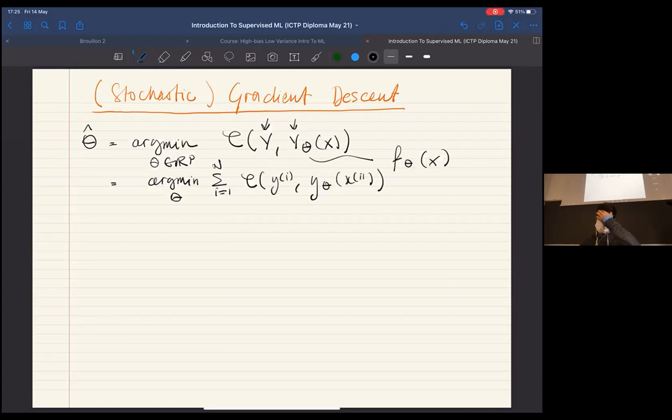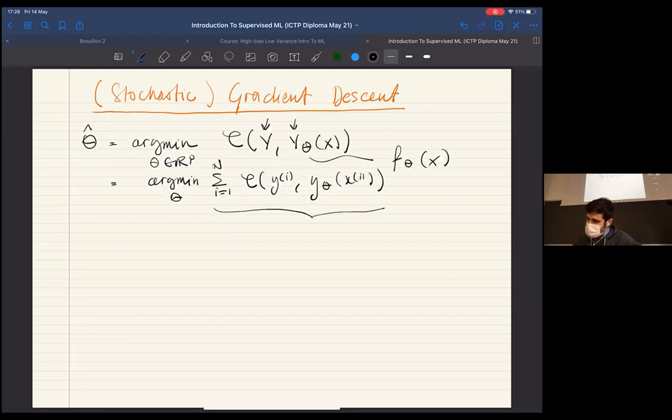All right. So what is the most stupid thing you could do to try to find the minimum of this function? Like an iterative way to find the minimum of an arbitrary function that depends, okay?